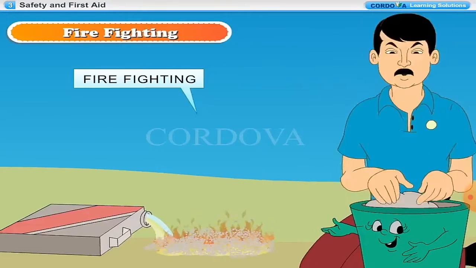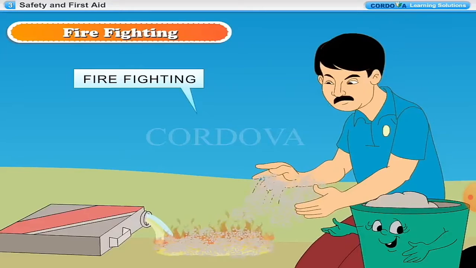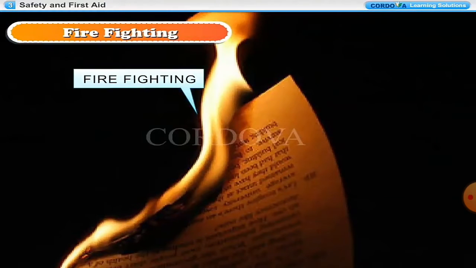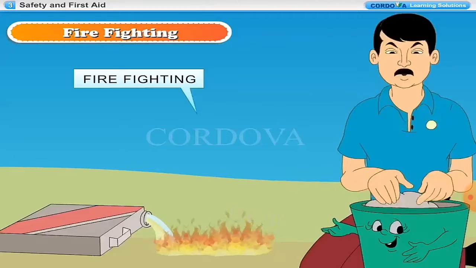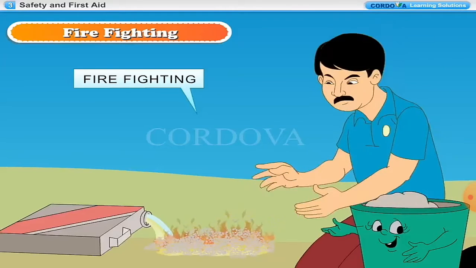Firefighting. Fire can be put out by the following methods. When paper or wood is on fire, it can be extinguished by throwing water over it. When the fire is caused by petrol, it can be extinguished by throwing sand or mud over it. Throw mud or sand on petrol fire.